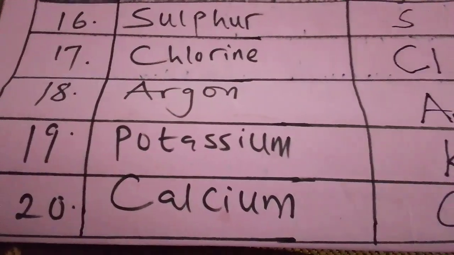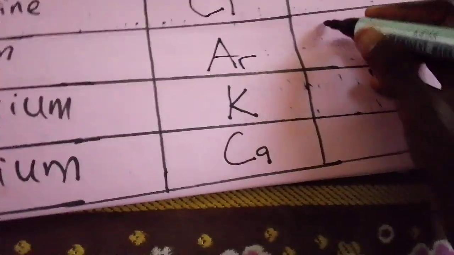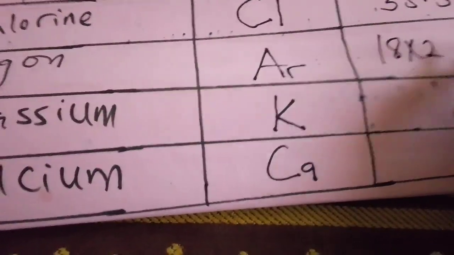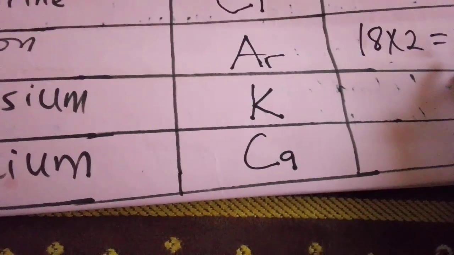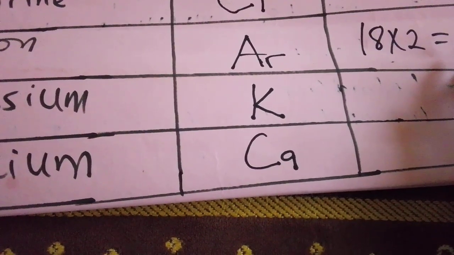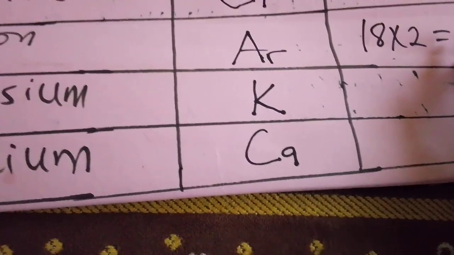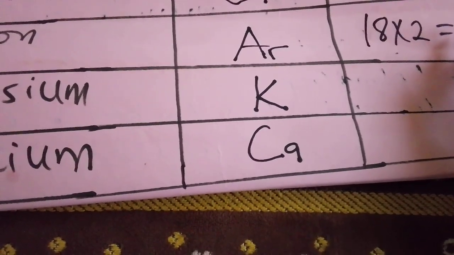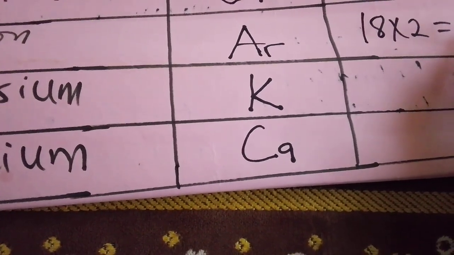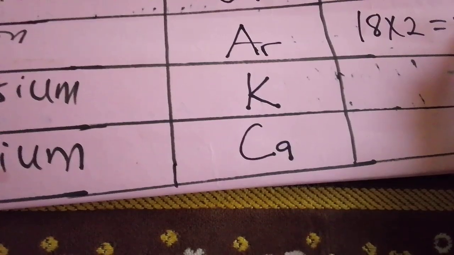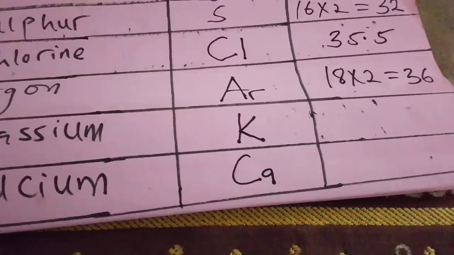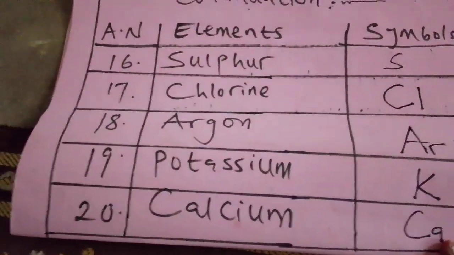Then number 18, which is argon, the atomic number for argon is 18. Having 18 as an even number, we just say 18 times 2, which is equal to 36. Are you sure? Yes, I'm sure.